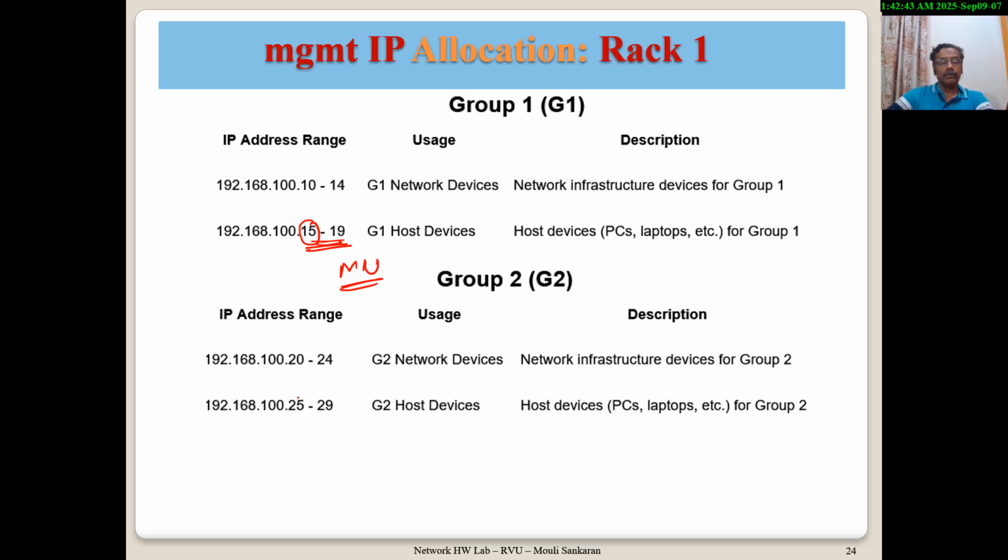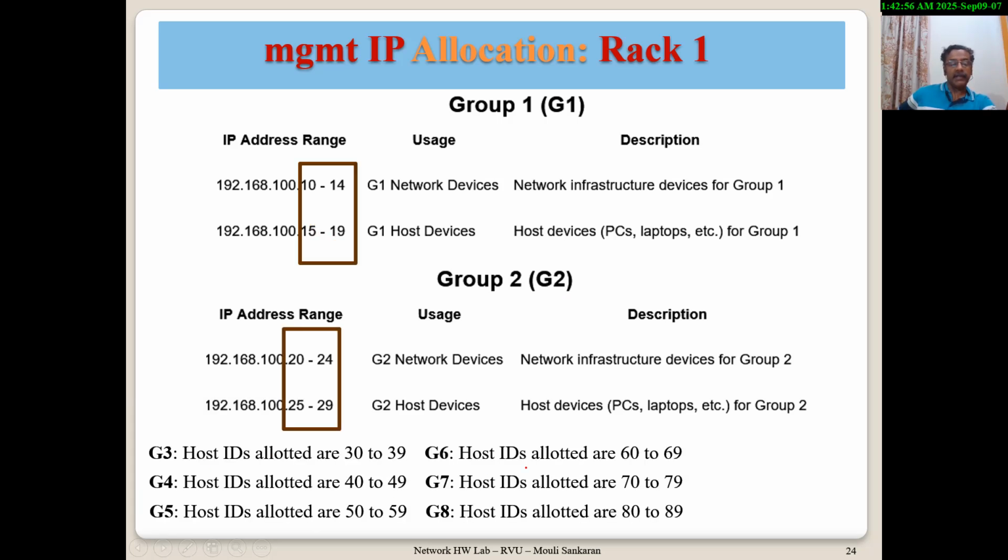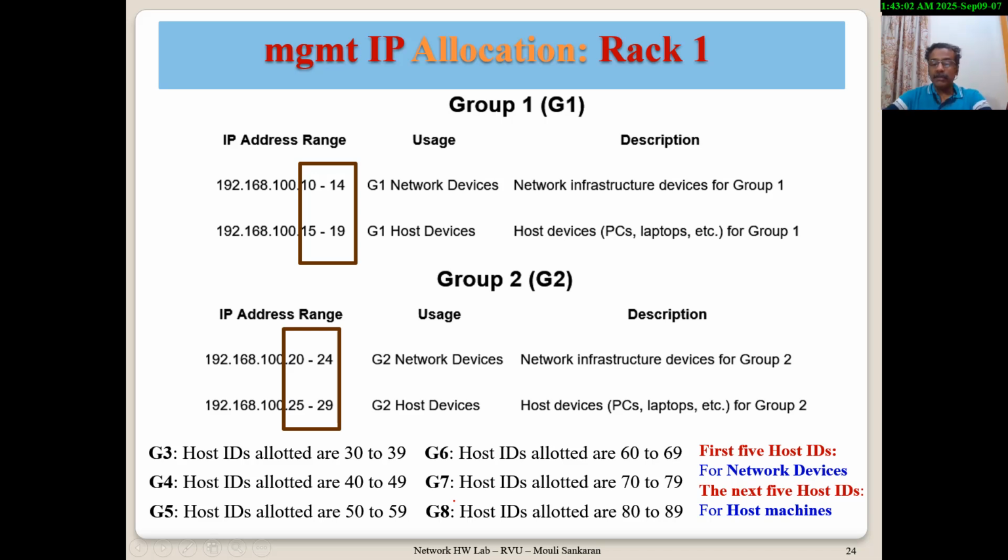So I think you will be able to understand the allocation of the IP addresses. That means 30 to 39 is meant for group 3, 40 to 49 for the next group. Similarly, the first 5 are for the host IDs of network devices, and the next 5 are for host IDs of the host machines that you are connecting. When I say host machine, that is the one which is connected to the data port and to the management LAN of the devices, when you want to telnet to the device and configure it.